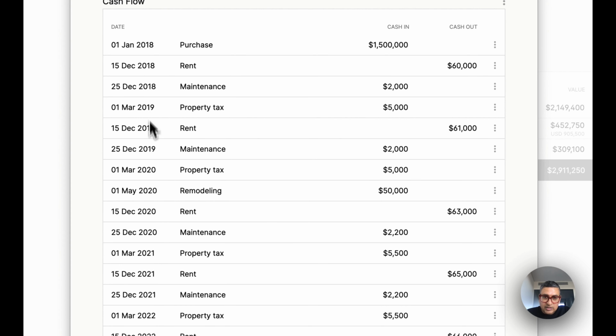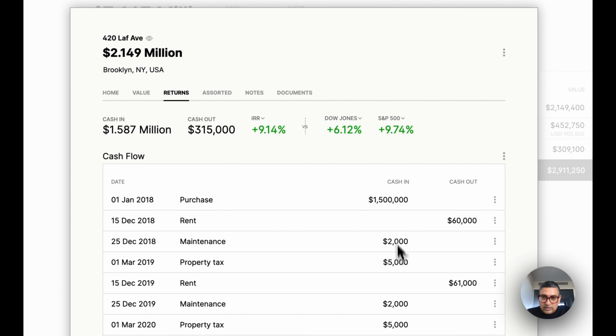And all these years I've been entering it, and based on this information and along with the current value of the asset, Kubera calculates the IRR of this investment, so that I know whether this was a good investment or not. And of course it compares with the popular indexes.